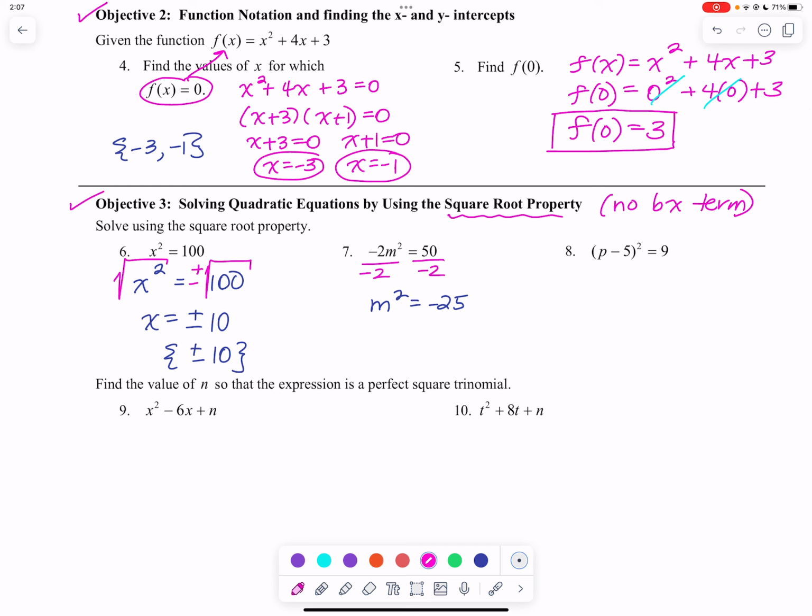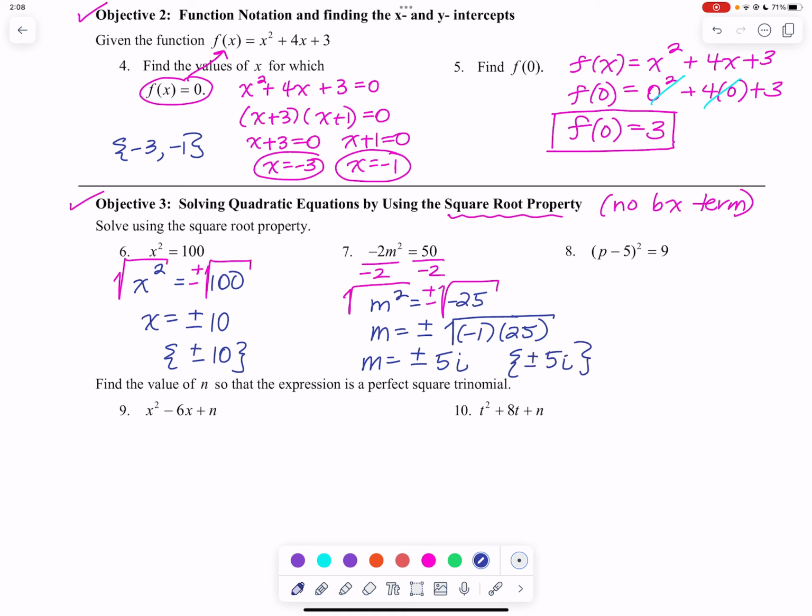So now we are going to take the square root of both sides here, and we have plus or minus. So I'll write this detail now. This is plus or minus the square root of negative 1 times 25. So m is plus or minus 25 comes out as a 5, and the square root of negative 1 is i. So here we have plus or minus 5i.